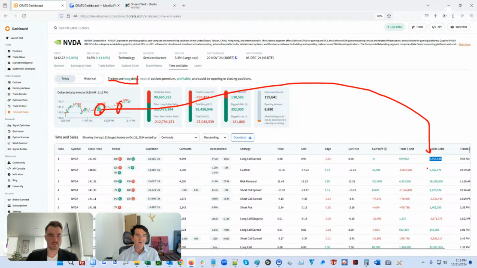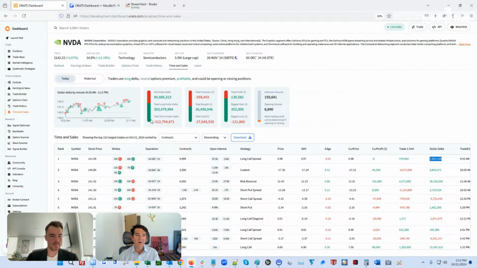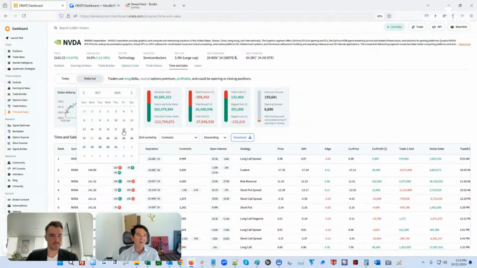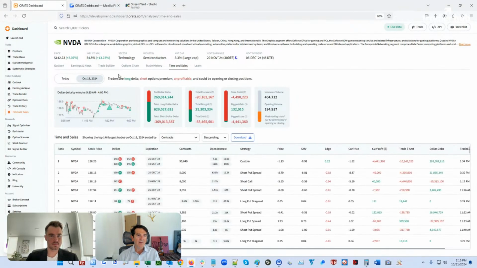Traders are long delta. They're neutral options premium, so they're not buying a lot or selling a lot, but they've been profitable today. So we test the profit as well. I think that's a real neat thing to look at. You can download this and check out prior days and see how Nvidia was going. They're long delta there on the 18th.